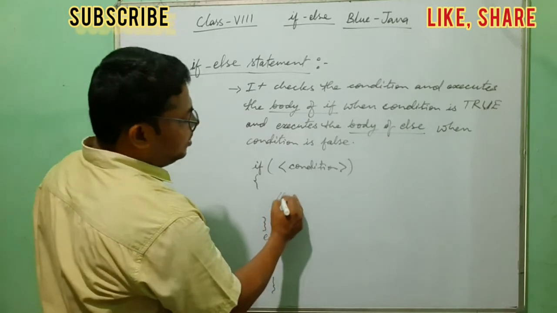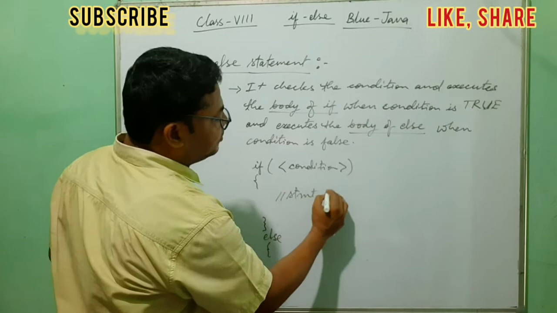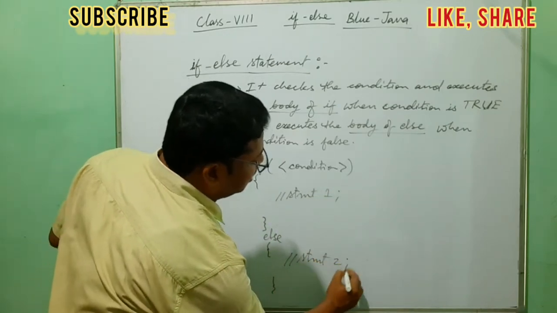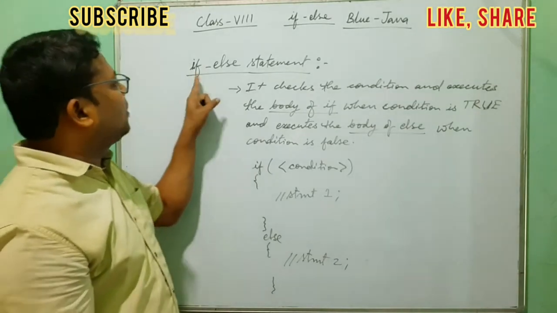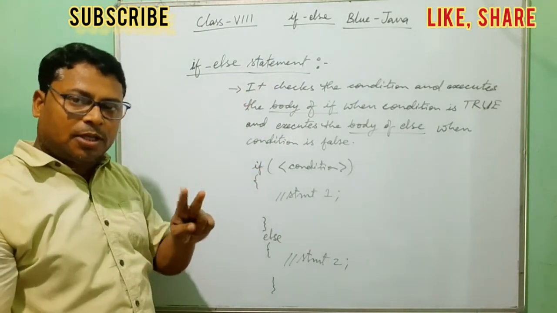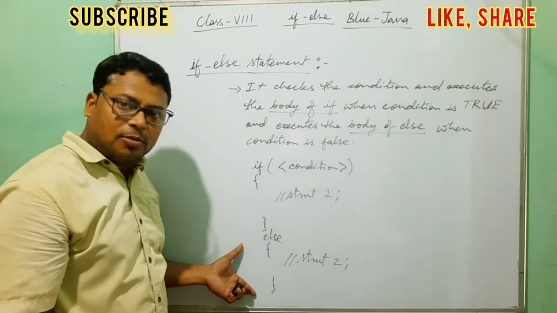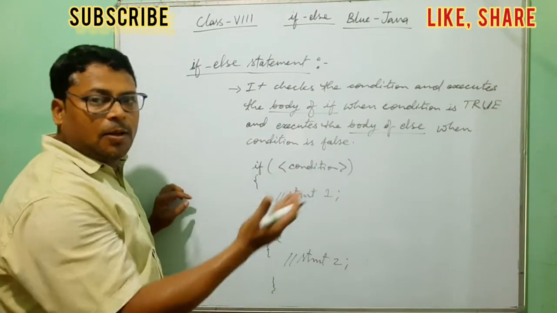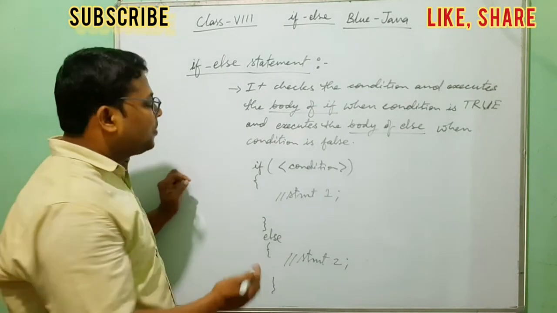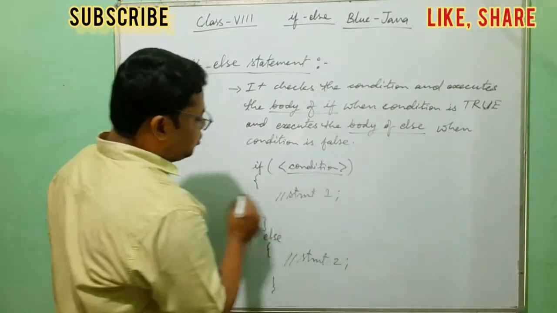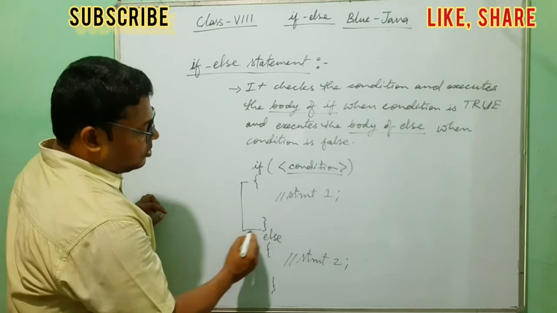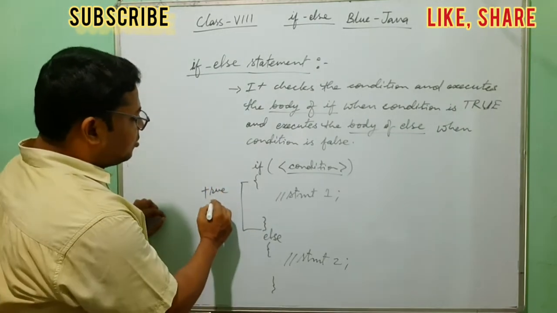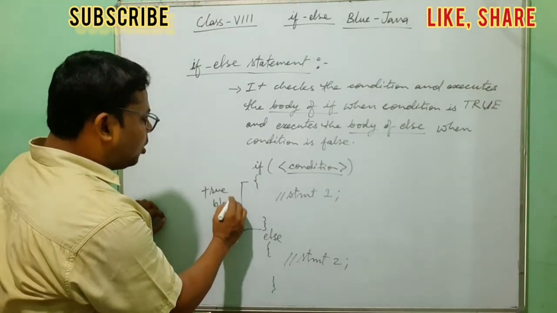Suppose here you have written statement 1 and here statement 2. One thing is clear: the if-else statement will contain both, if also and else also. If will always contain the condition. We had discussed simple if. So when this condition is true, then this will execute, and it is known as the true block.